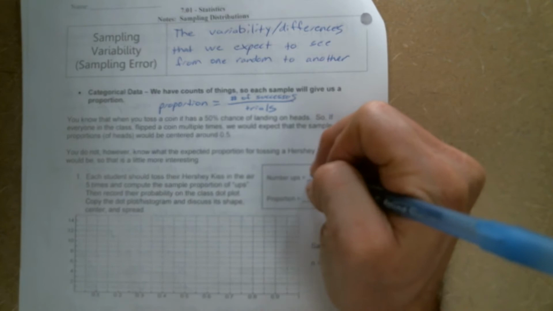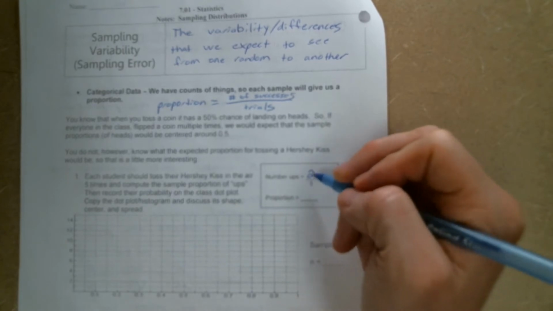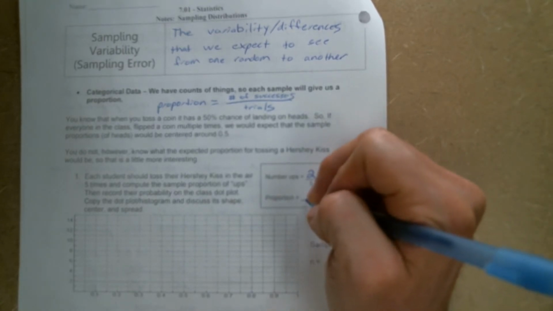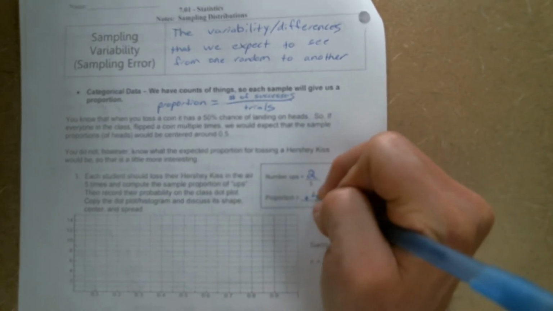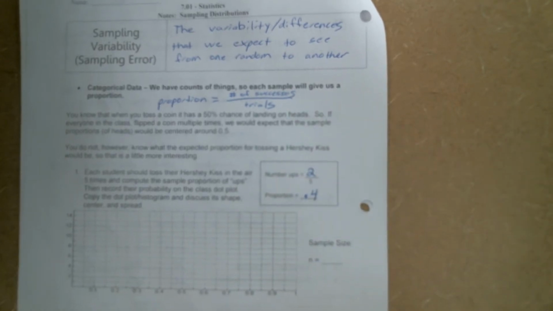So, for example, you might throw your Hershey Kiss 5 times and it lands pointing up 2 out of 5 times. So the proportion, or the statistic we're calculating from that, is 2 divided by 5, or 0.4. What we would do is have everybody in the class toss their Hershey Kiss 5 times, and we would record the data.